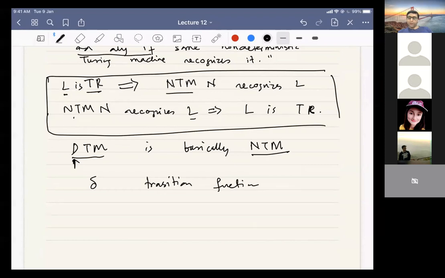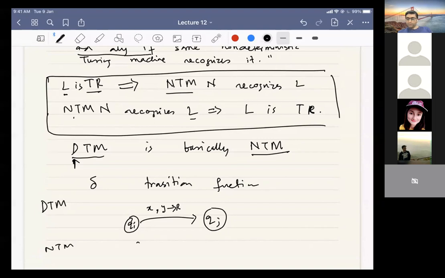Even we can do it graphically. For example, there's some state Qi, and we are talking about a DTM. So this Qi goes to Qj by reading some symbol X, and it replaces it with Y, and it goes in the right direction. This is the DTM.